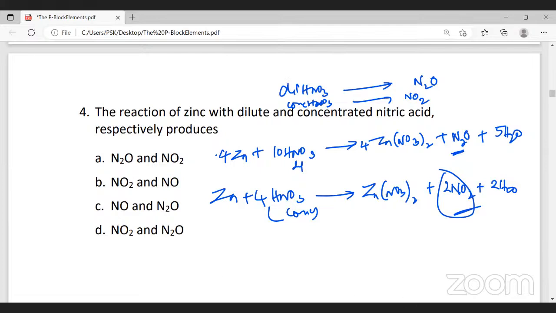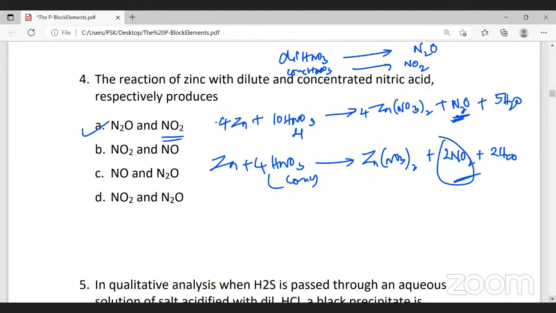So the answer for the fourth question is option A. Dilute nitric acid gives nitrous oxide and concentrated nitric acid gives nitrogen dioxide. Therefore, the answer is option A.